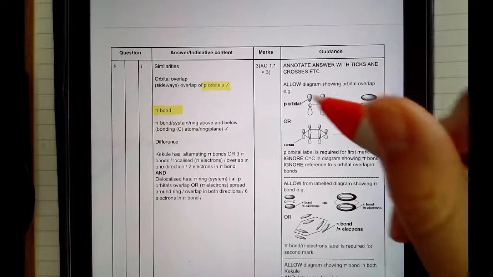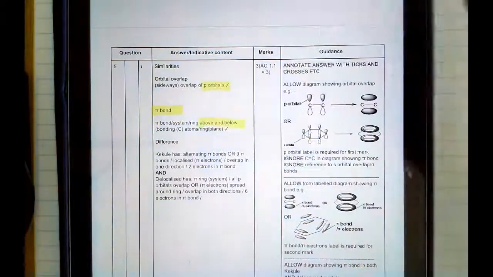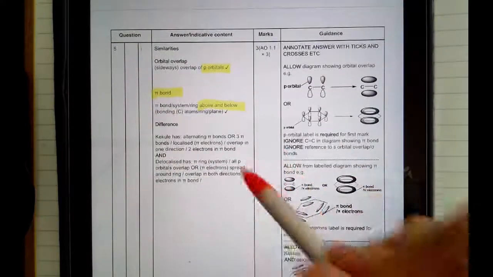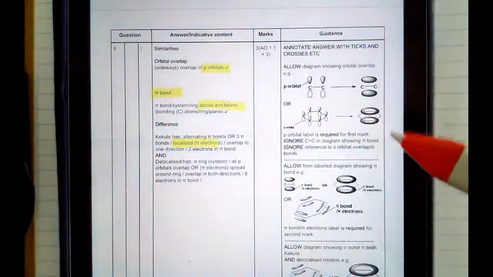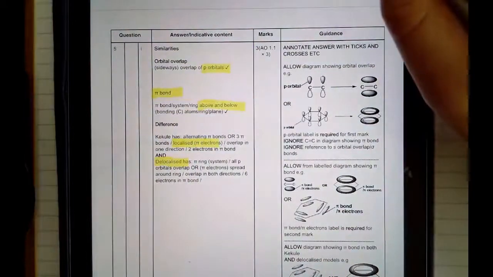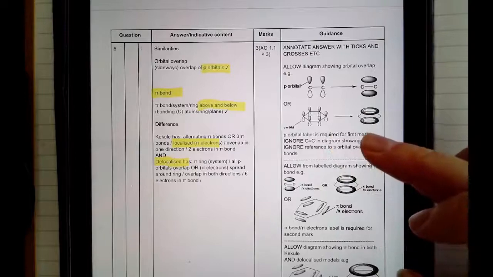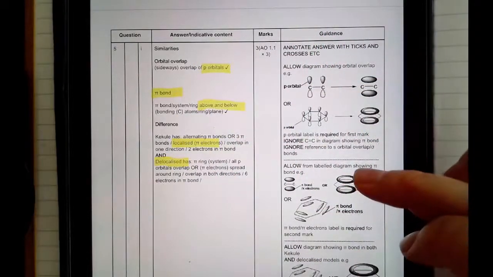The other thing you need to say is that this is above and below the plane. So you've got electron density, or these pi bonds, above and below the plane of the ring. When you're talking about your difference, you're talking about the electrons being localized in Kekulé's model, and the electrons being delocalized in the other model. You should use diagrams, and they really help with your answer. In case you forget to say something in your written response, a diagram can help pick up the mark.